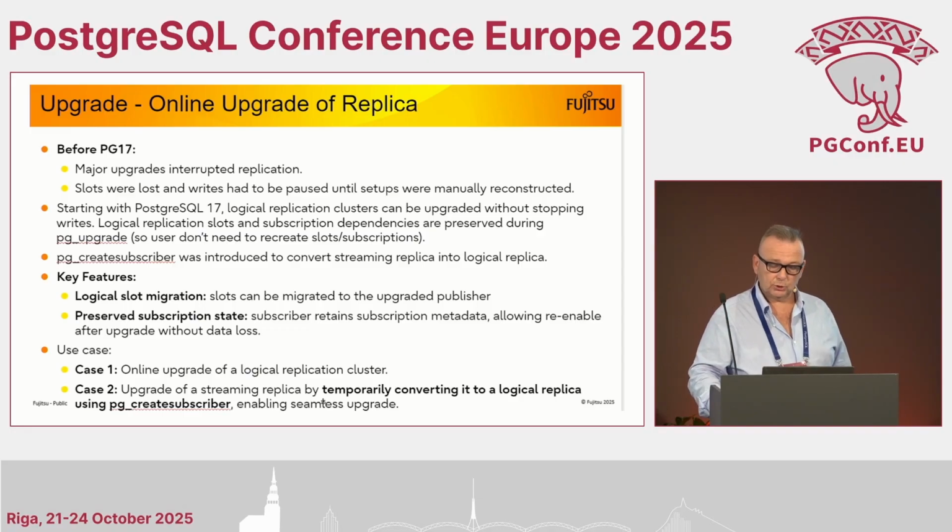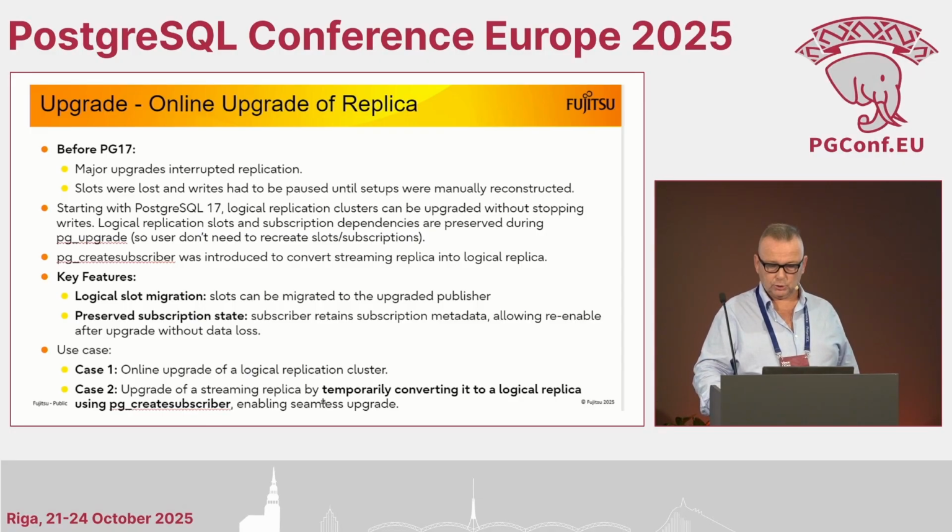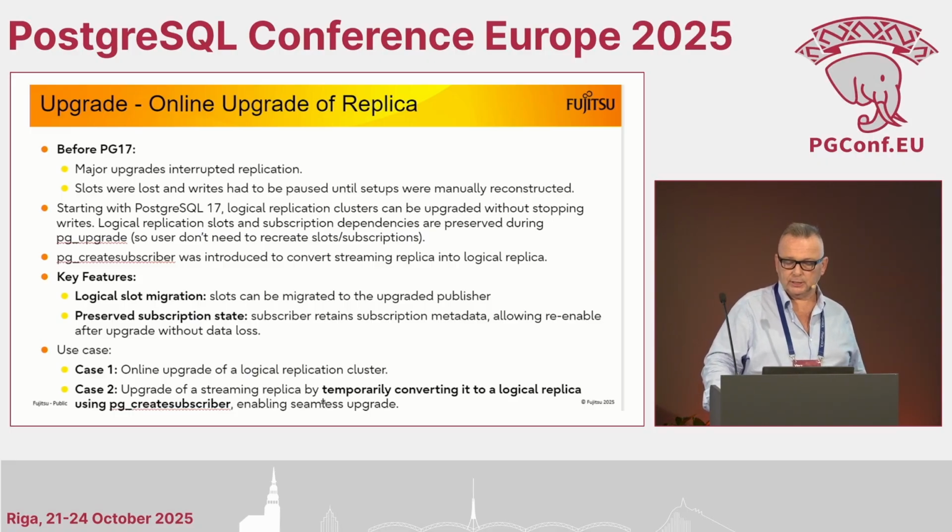This allows logical replication to resume seamlessly after the upgrade by adjusting the subscription connection details for the new publisher. And from Postgres 17, we can use these new logical replication features for the ability to perform an online replica upgrade of a logical replication cluster, and an upgrade of a physical standby by temporarily converting it into a logical replica.